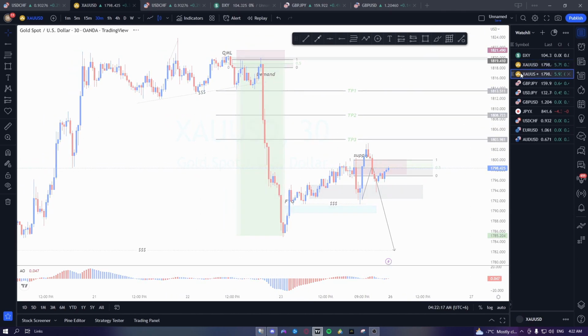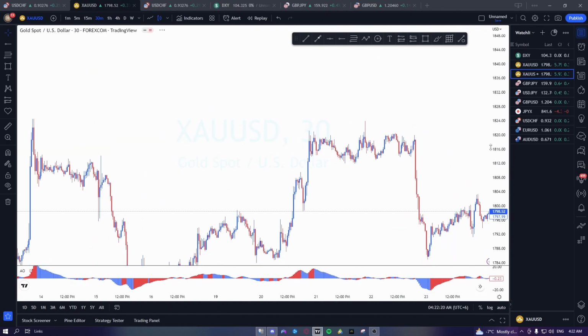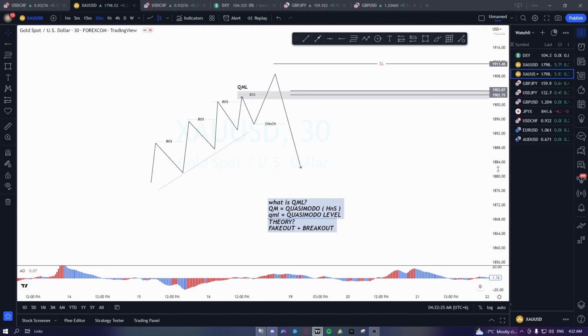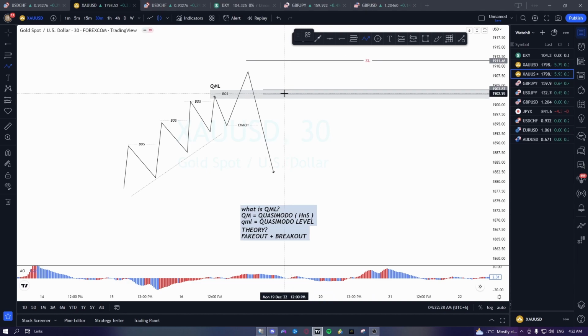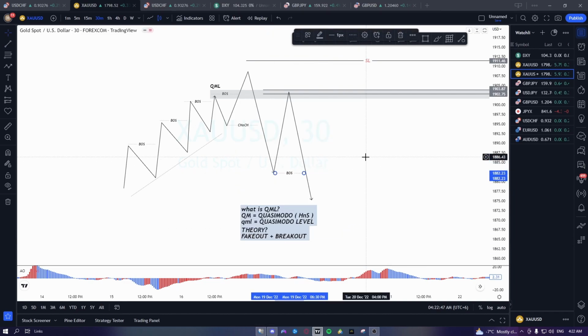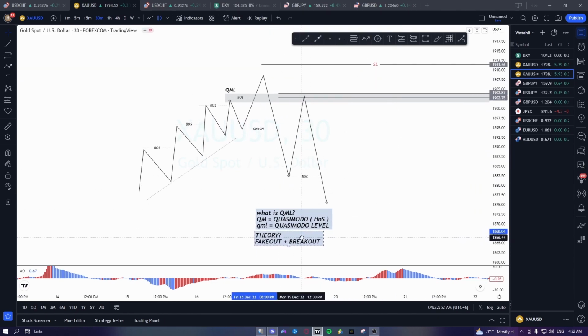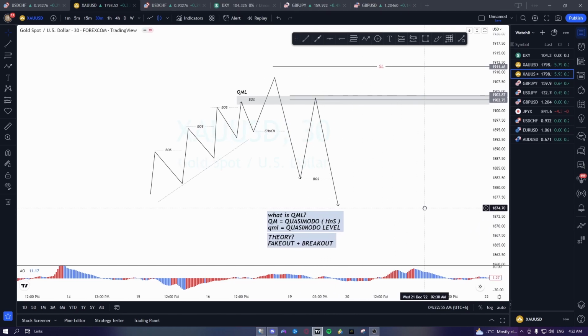Now let's get back into the QM level. Again, your entry point will be on the QM level. Maybe have a sell limit, or you just enter when price enters the zone. You want to wait for the price to tap the zone again, enter from the QM level, and target the new lows, a new breakout structure. Stop loss above the head. That's why I call the theory behind QML a fake out and a breakout.